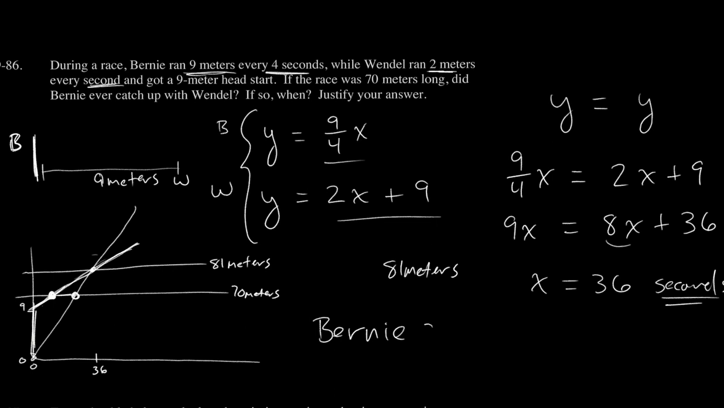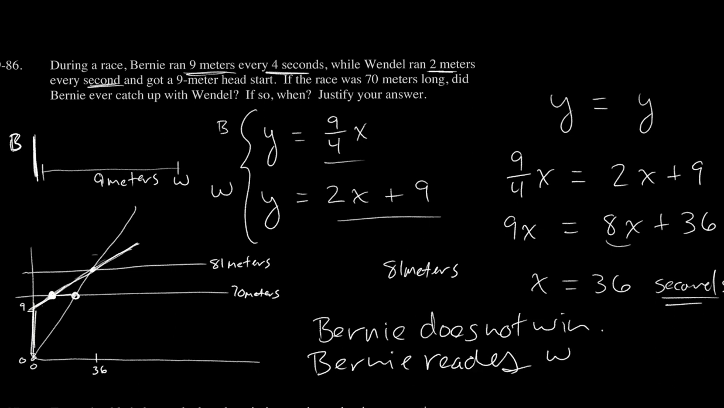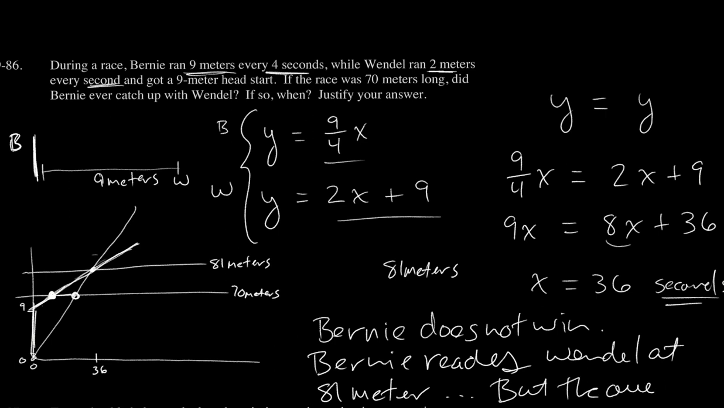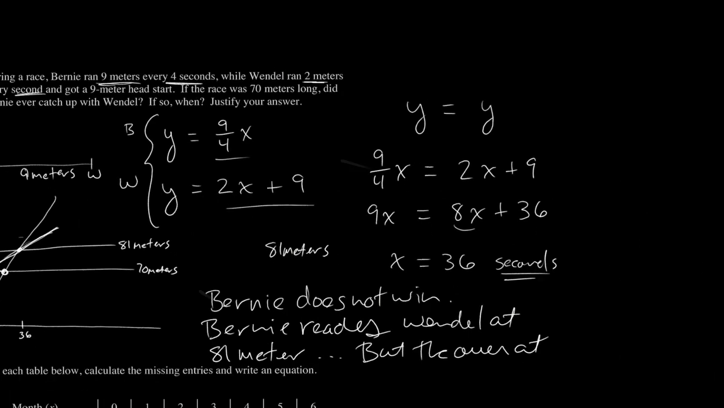Bernie does not win. Bernie reaches Wendell at 81 meters if they kept running. But the race is over at 70 meters.